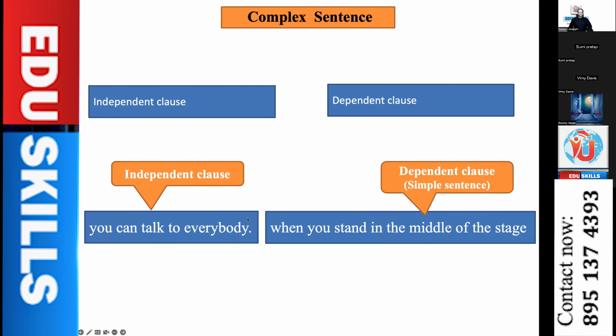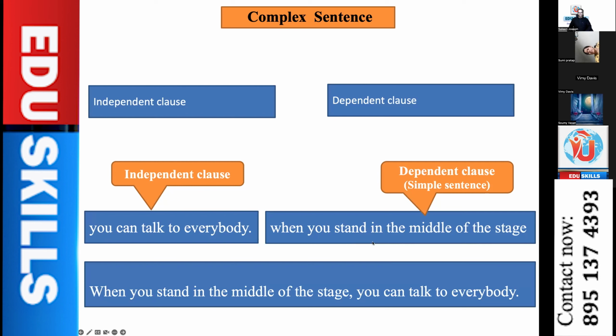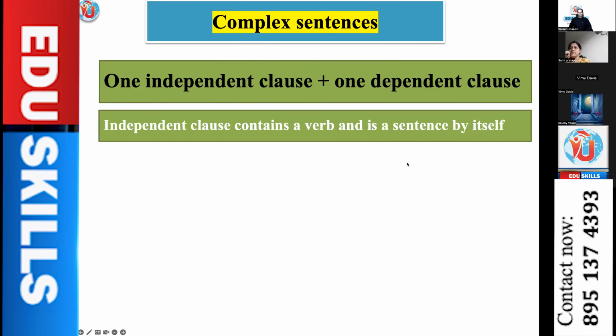No full stop there. Okay, that's a mistake. See, we are putting the order the other way about. Independent clause first: you can talk to everybody when you stand in the middle of the stage. Independent clause first, then dependent clause, and in between there is no comma. "When you stand in the middle of the stage" is the other order. One independent clause, one dependent clause. I am again stressing, giving some more examples.